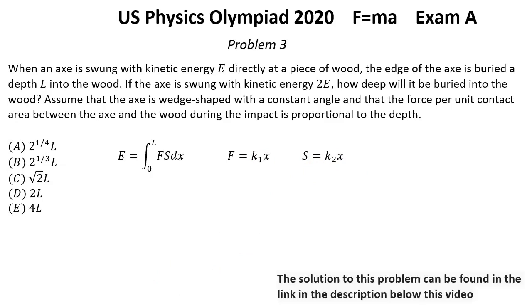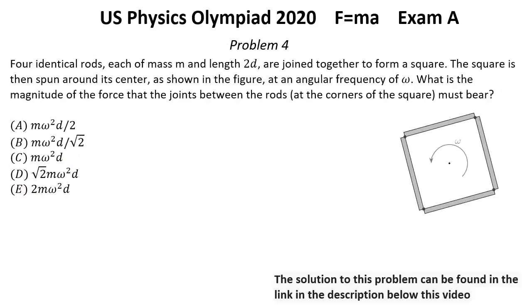So it means that total energy is proportional to L cubed. It means that L is proportional to energy E to the power 1/3, and it means that if we increase energy twice, we will get length equal to the cube root of 2 times L, and that's answer B, and that was the solution for problem number 3.